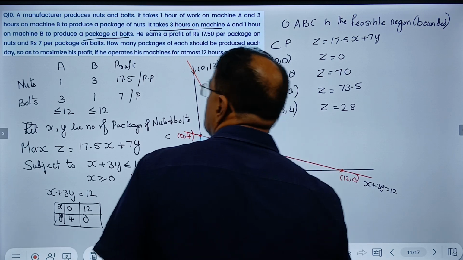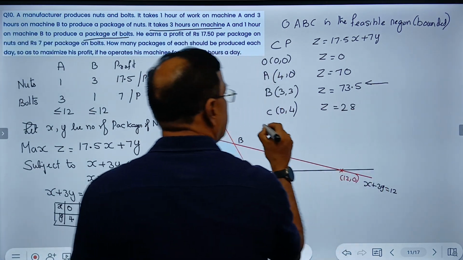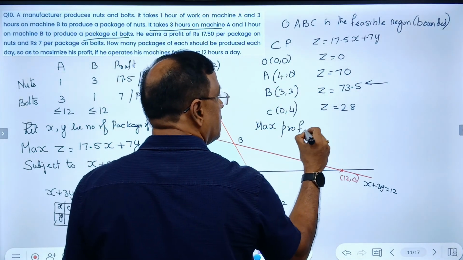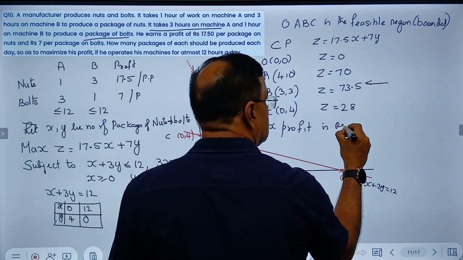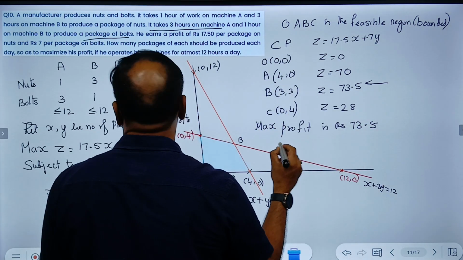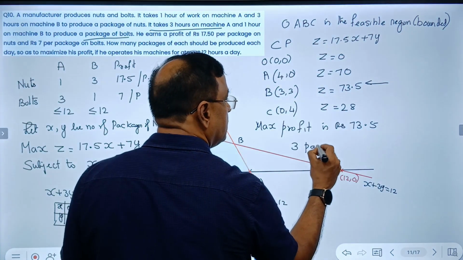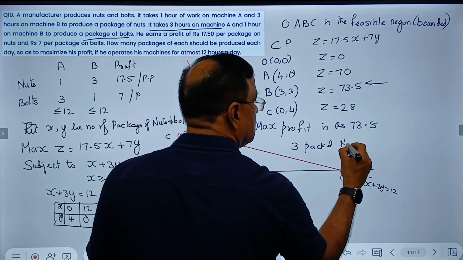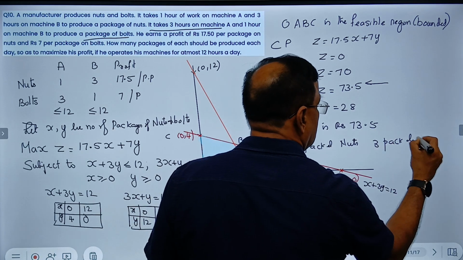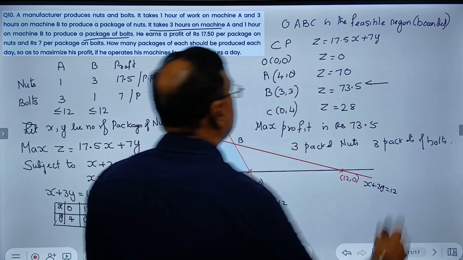And since the question is to maximize the profit, what's the maximum profit? The maximum profit is rupees 73.5 for what? For 3 packets of nuts and 3 packets of bolts. So that's the answer.